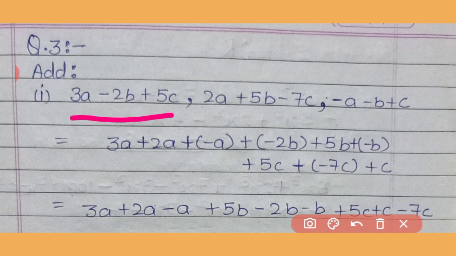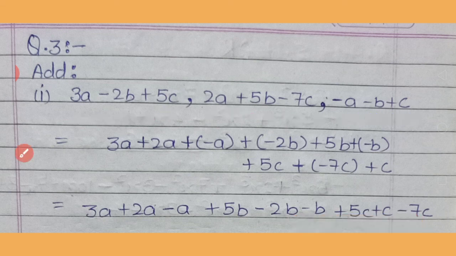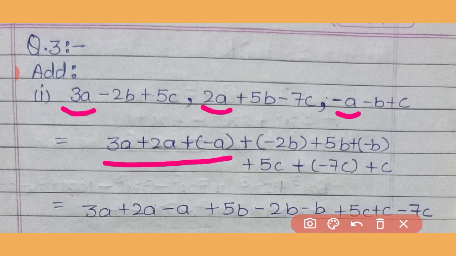First trinomial: 3a minus 2b plus 5c. Second trinomial: 2a plus 5b minus 7c. And third trinomial is minus a minus b plus c. So firstly we have to put together the like terms. In this, 3a, 2a and minus a, these three like terms are here. So we will write them together.